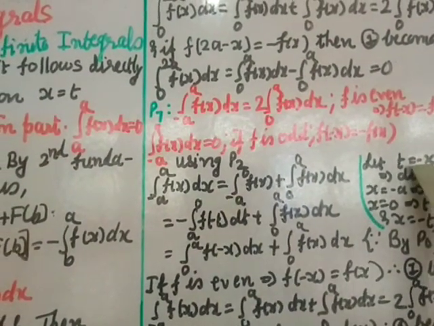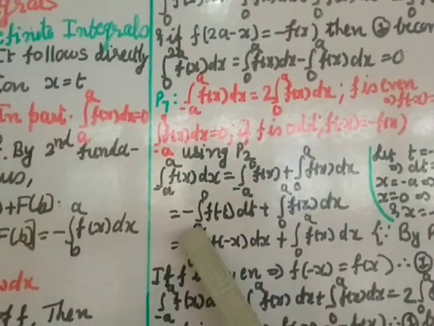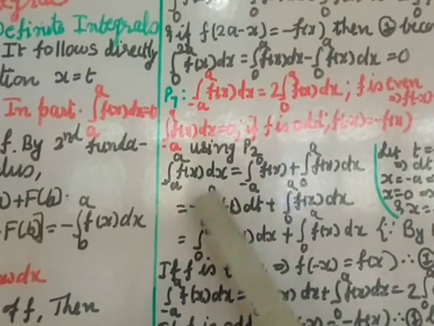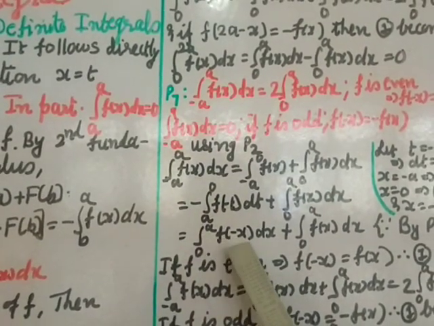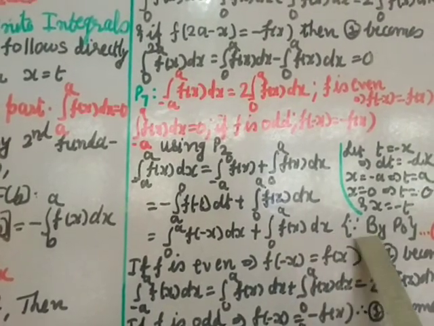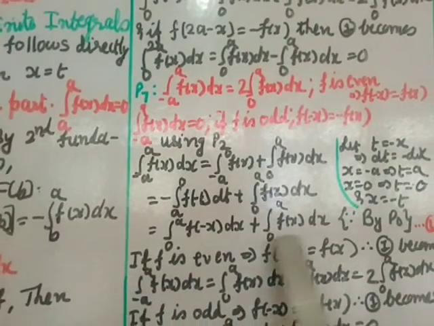Instead of x, you are taking minus t. And 0 to a, this is not changing, it stays as it is. Change the limit and make it positive. So integral 0 to a f of minus x dx plus integral 0 to a f of x dx. Now this is by property P0. Call it number 1.